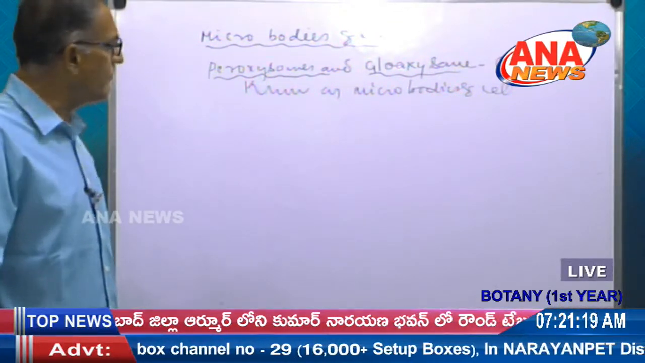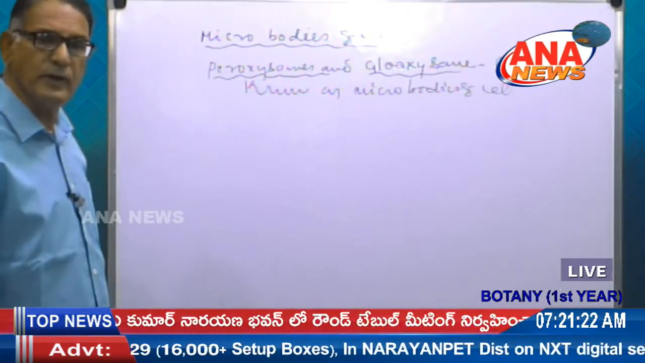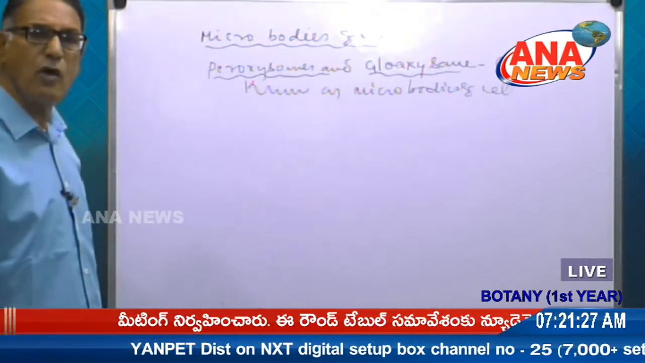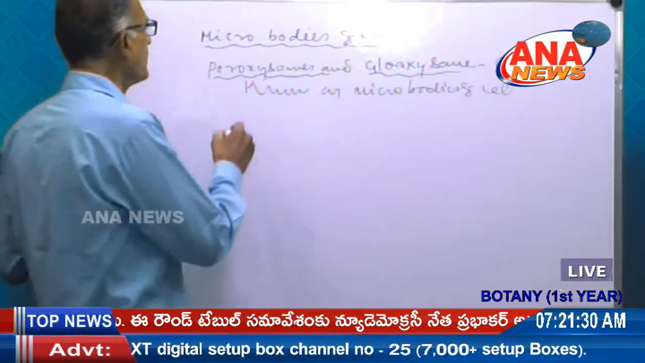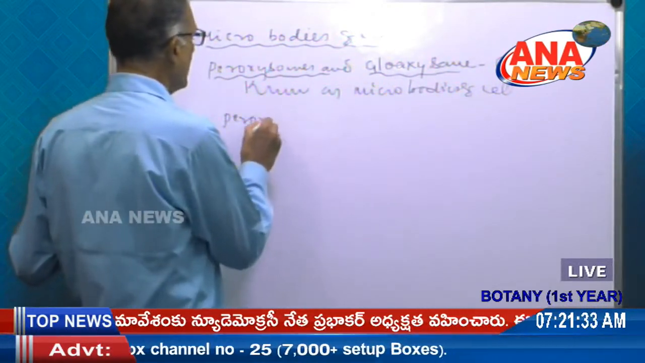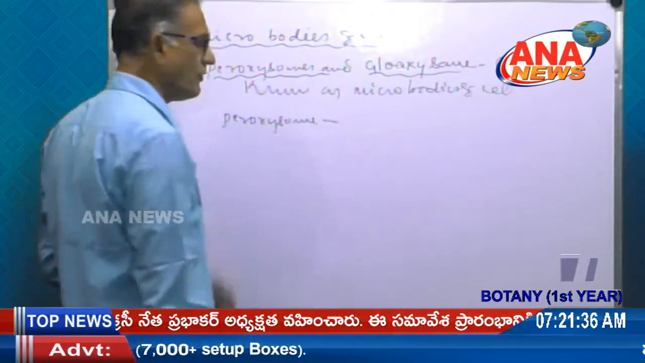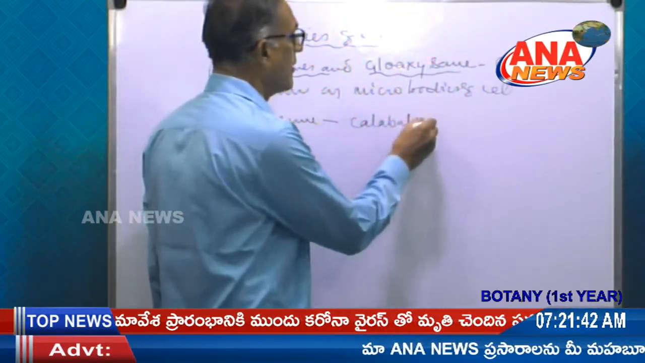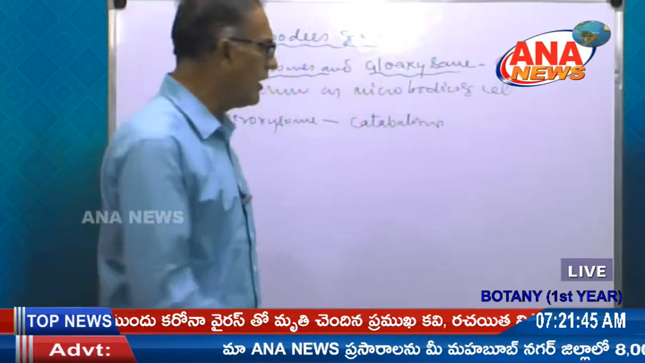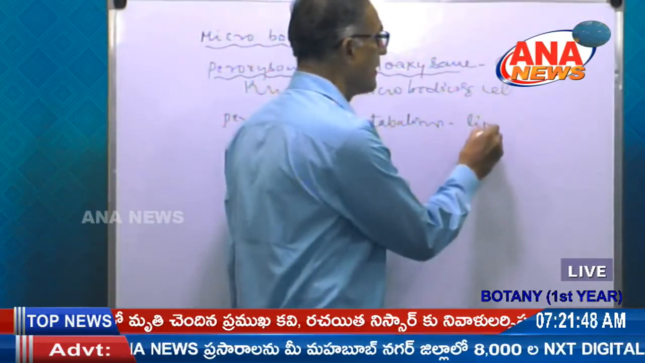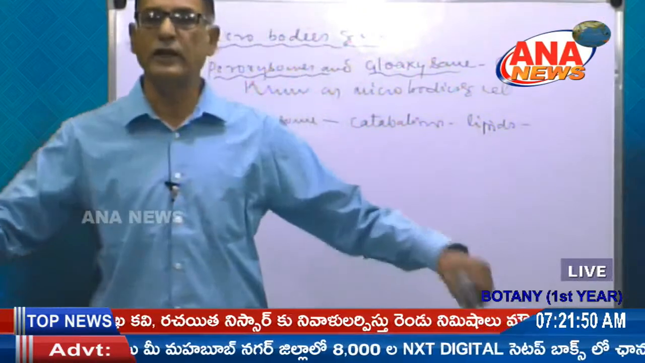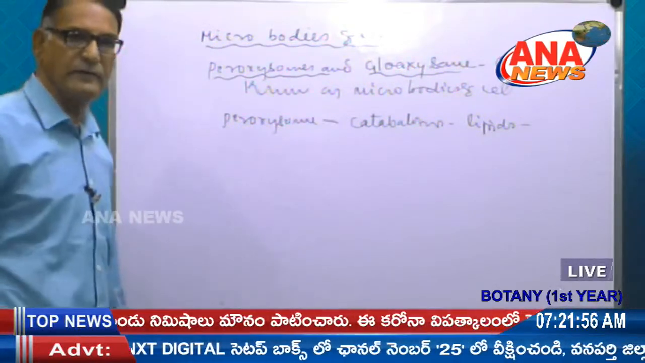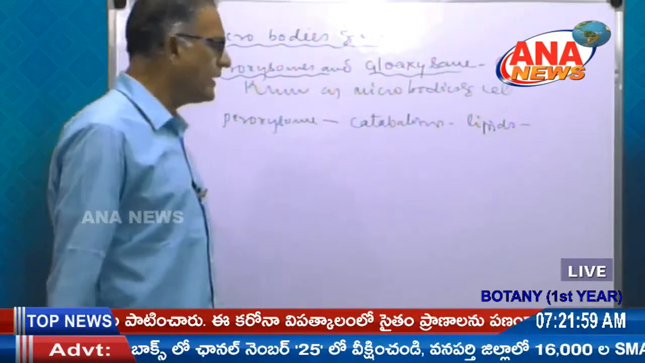What are the functions of peroxisomes and glyoxysomes? The peroxisome is involved in the catabolism of long chain lipids, which breaks down the lipids.